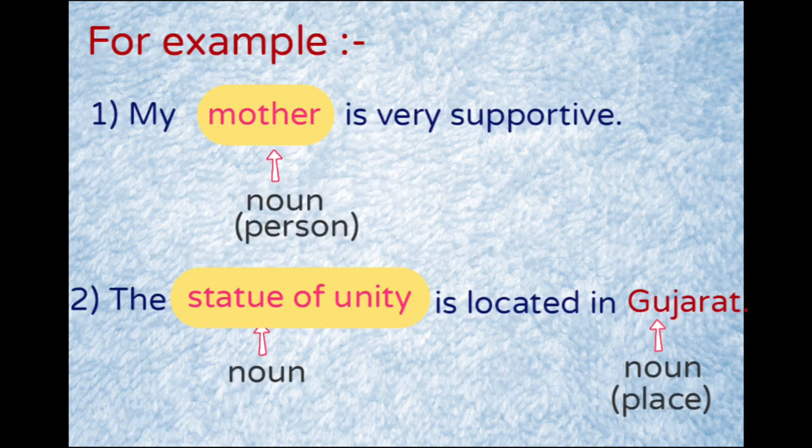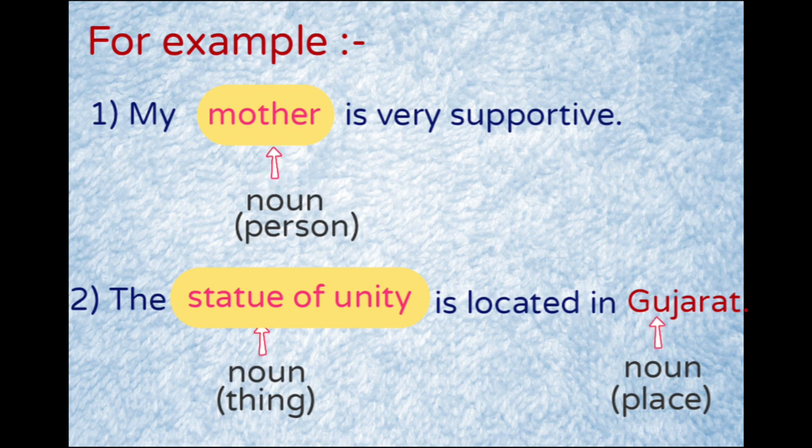Okay, let's have a clear idea through some examples. Look at the first example: my mother is very supportive. Here, what is a noun? It's a mother, right? Mother is a person, so mother is a noun here. Look at the second sentence. The Statue of Unity is located in Gujarat. Here, there are two nouns present in the sentence.